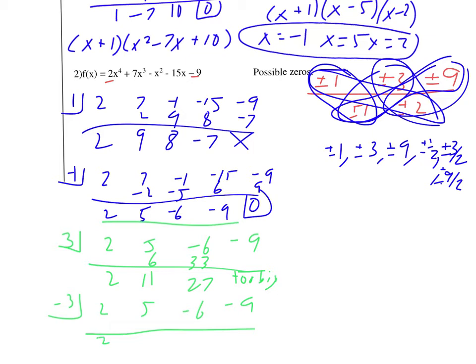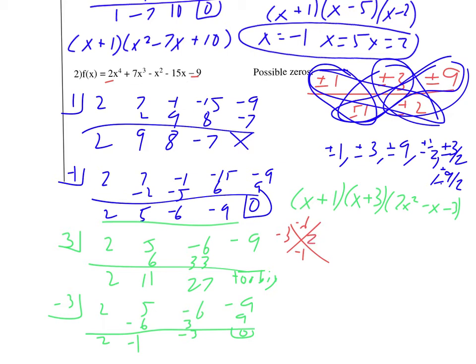It's going to give me 2, -6, -1, +3, -3, +9, and that one does work. So I have x plus 1 for the -1 that worked, x plus 3 for the -3 that worked, and then I have left over 2x squared minus x minus 3. So I'm going to go ahead and factor that. I'm going to think 2 numbers multiply to -6 and add to -1. So I think that'll be -3 and +2.